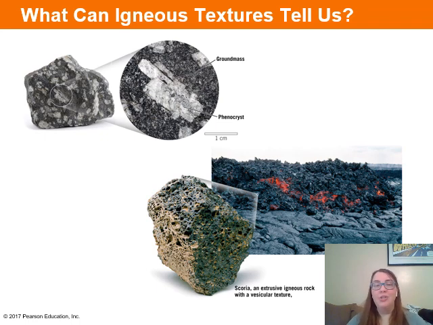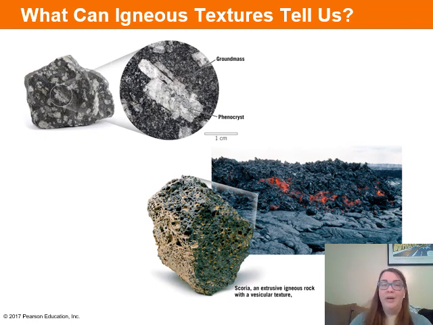So this slide is just showing us a couple more examples. Here on the top left, we see the phenocryst, these coarse-grained minerals that are developing first very deep and slowly inside of the planet, and then a very fine-grained ground mass separating them, where this magma has now been pushed up to the surface where it's going to cool off very quickly, forming very small minerals. So again, this porphyritic texture, just two stages of cooling.